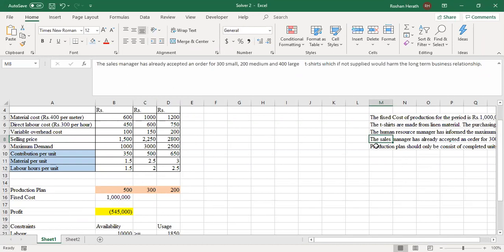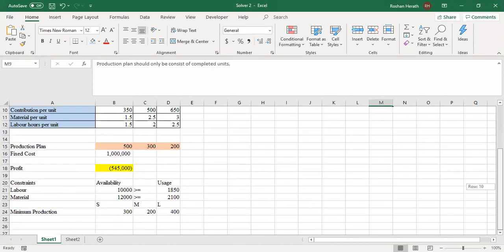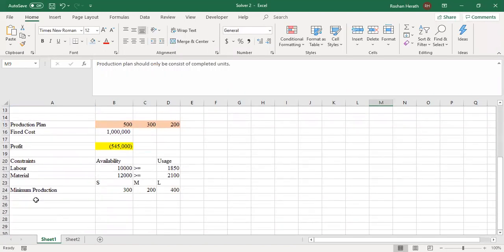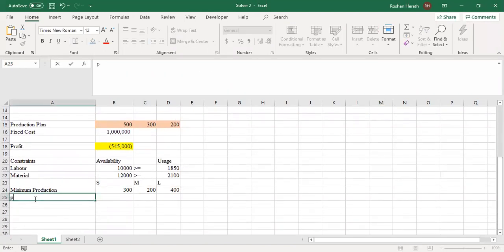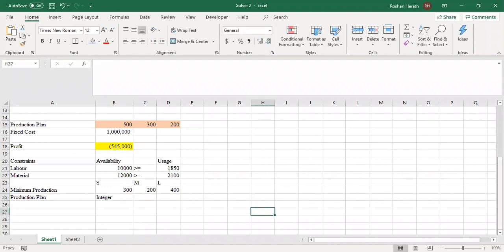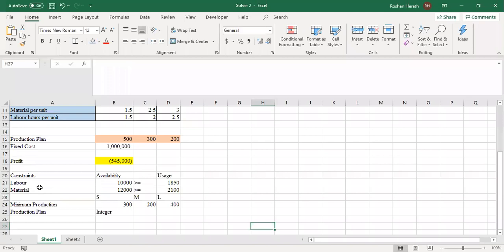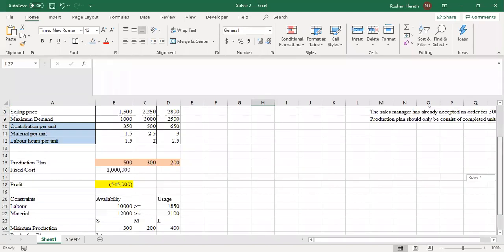Since the question says that the final production plan should only consist of completed units, we are going to say that the production plan should consist of integer values. That is also your constraint. So therefore, we can see that there are explicit constraints 1, 2, 3, 4. The question has mentioned 4, but you need to be conscious.